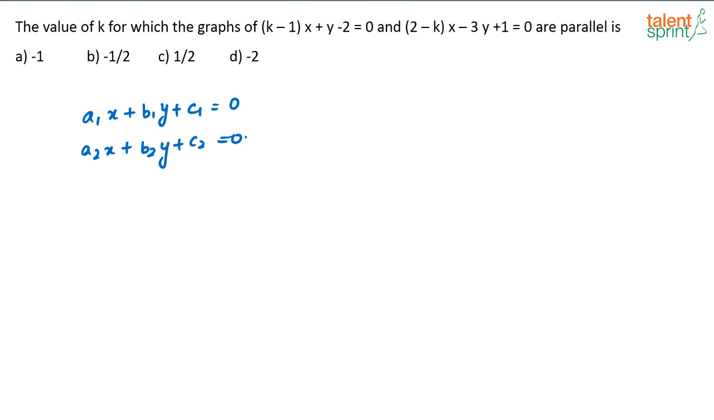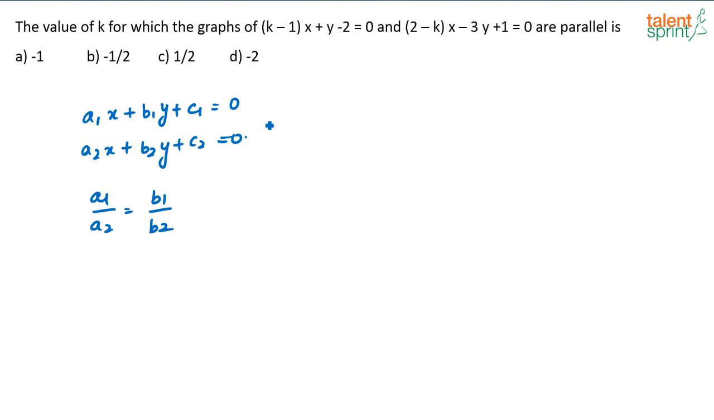Now these two system of lines are said to be parallel to each other if A1 by A2 is equal to B1 by B2, right. So if you know this, then solving the question is very easy. It will take you less than 10 seconds, right. You just have to solve for the value of k, that's all, right.